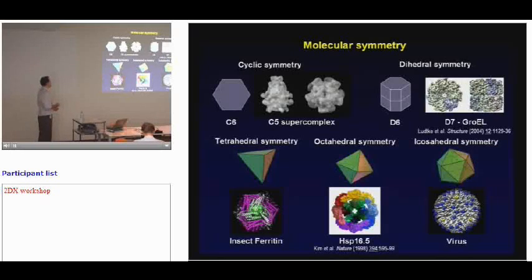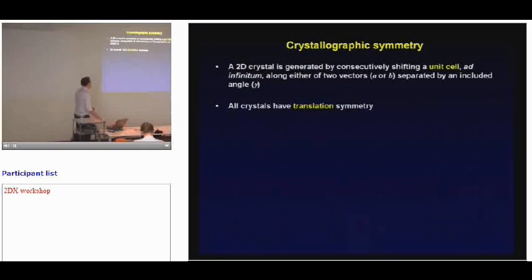And then we have higher order symmetries like tetrahedral symmetry in this ferritin structure, which contains light and heavy chains. This heat shock protein has octahedral symmetry, and finally a lot of viruses contain icosahedral symmetry, which is 60-fold symmetric averaging. So that's all I'm going to say about molecular symmetry. I'll need to introduce it. Now I'm going to move on to crystallographic symmetry for the vast majority of the talk.